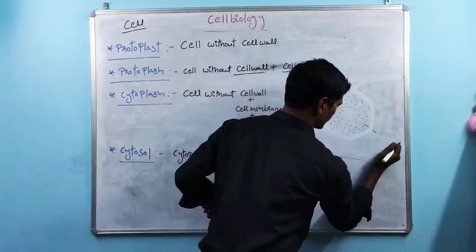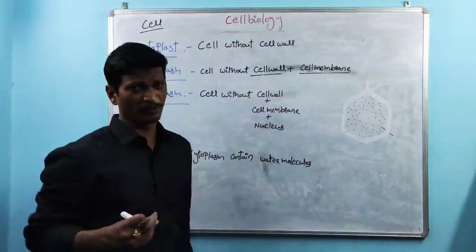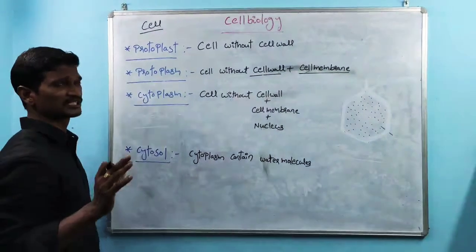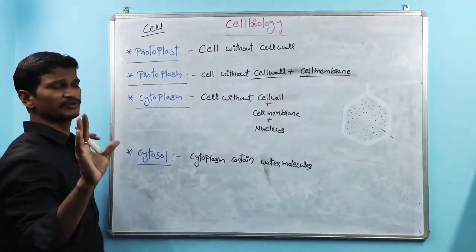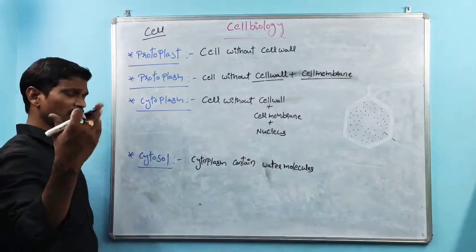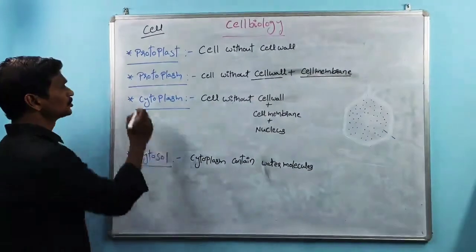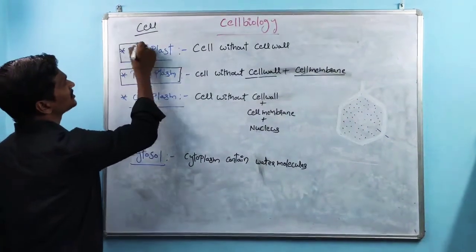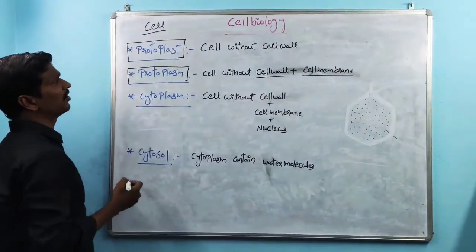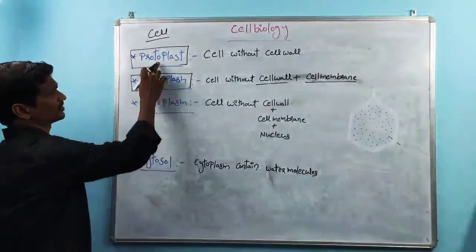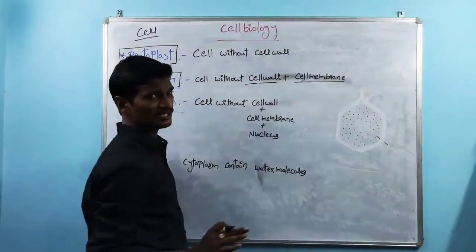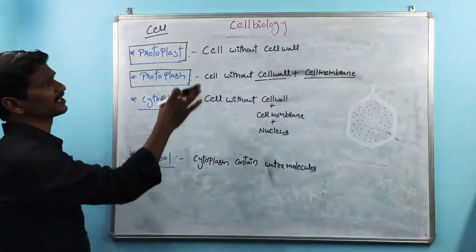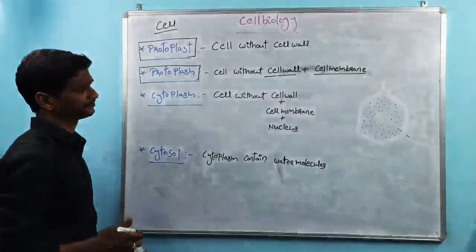So I would like to say here one important point. Animal cells are naturally not having the cell walls. Cell wall is absent in animal cells. So all animal cells are protoplasts, because animal cells are not having cell wall, right? That is about some definitions which are related to the cell biology.